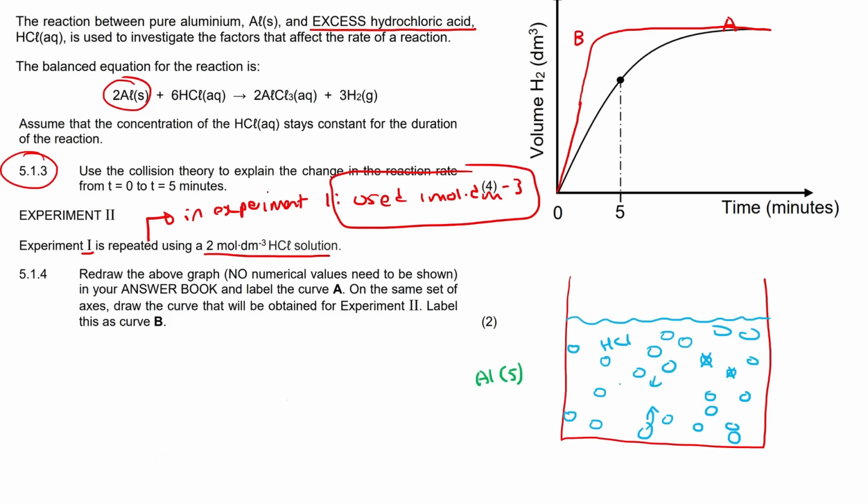You can add as much HCl inside here as you want. You can change the concentration to 3 mole per decimeter cube if you want. Nothing's going to happen because the reaction is finished when the aluminium is finished. So we're not going to make this graph go higher up. We're not going to be able to produce more hydrogen gas just because we added more HCl. All that happens is the reaction is just going to go a lot faster and we're going to get to the end a lot sooner.